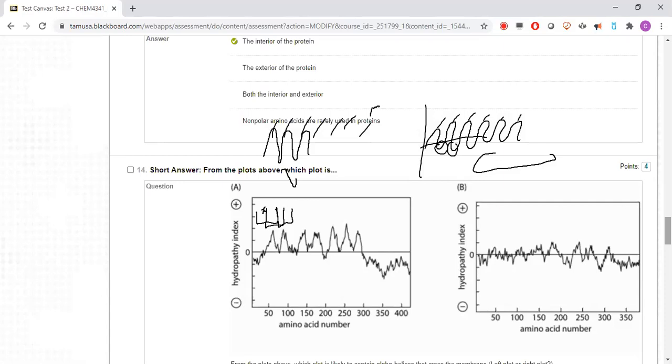Because it goes peak, peak, peak, peak, peak. On the right, we don't have that. On the right, you have maybe this, this, this, but the rest is just, and here we have nice up, up, up, up, up. So that is what's going on.